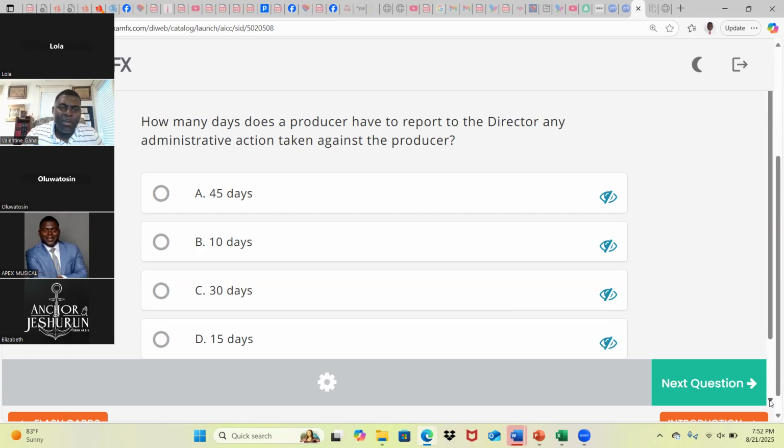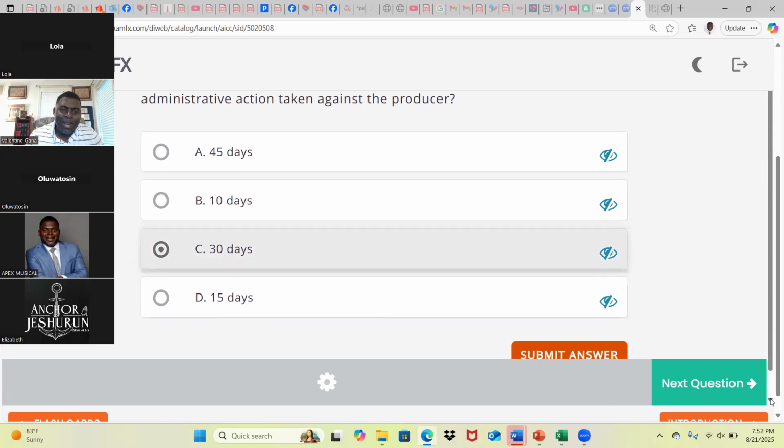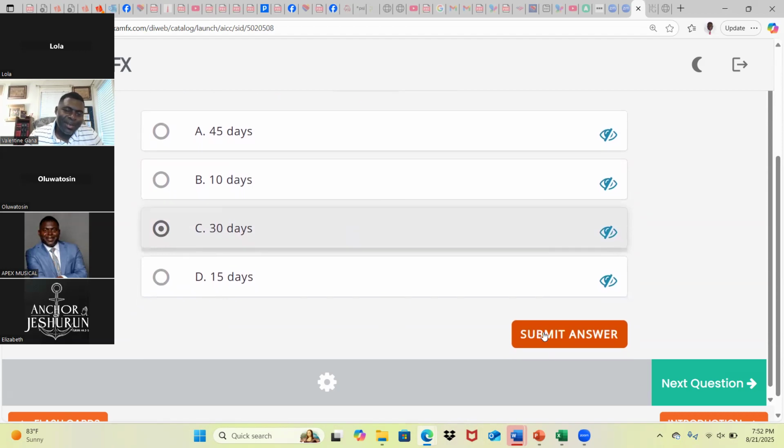So any takers on how many days a producer has to report to the director any administrative action taken against the producer? I can say 30 days. Okay. Ms. Tina says 30 days. Tina, you think they will let you be writing policies with a license that has an administrative order for 30 days? Maybe it's 15 days. Now I'm confused with both of them. Well, let's go with 30 and then we'll learn.